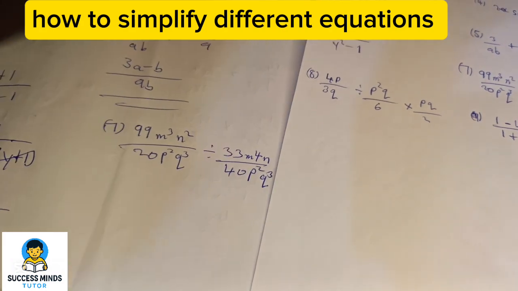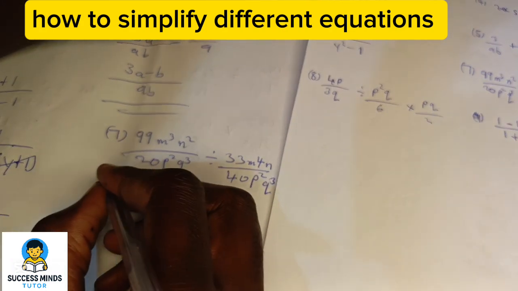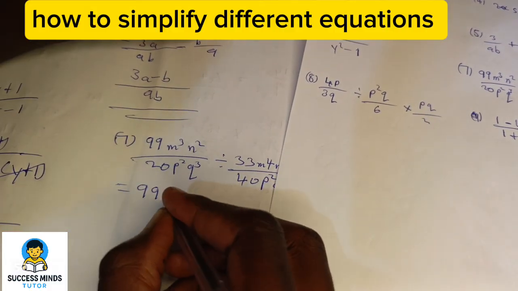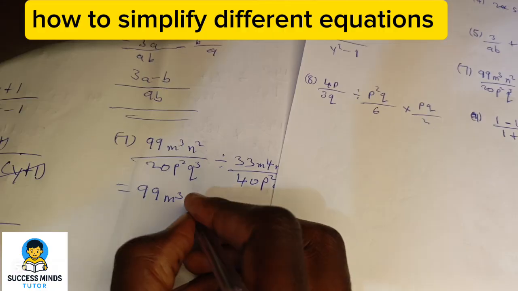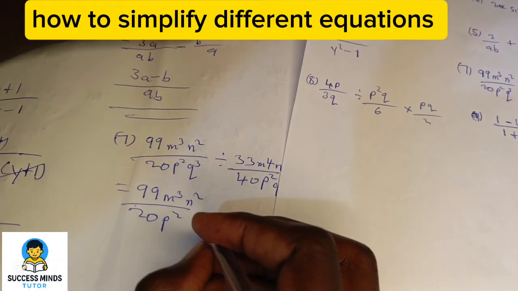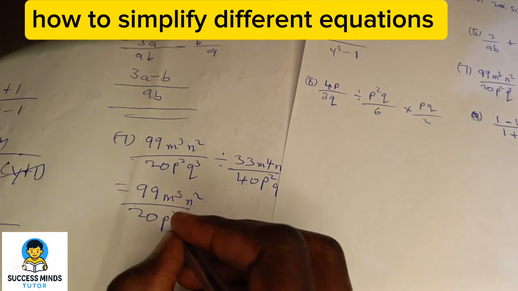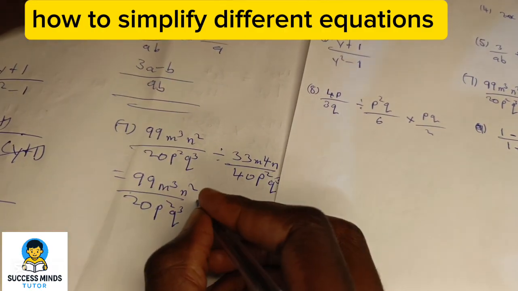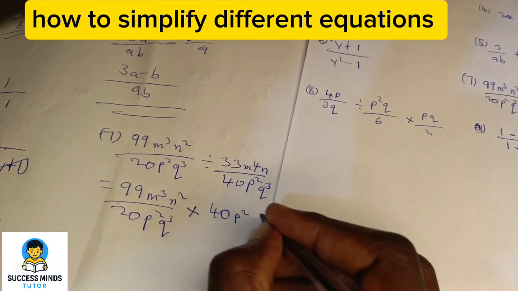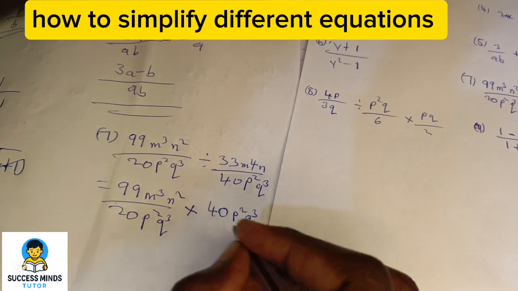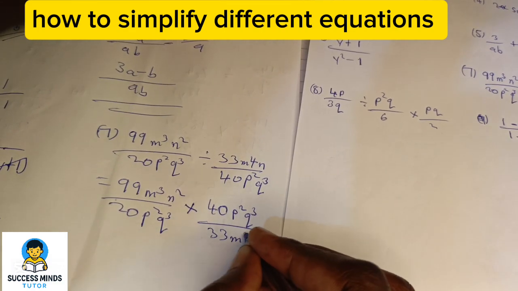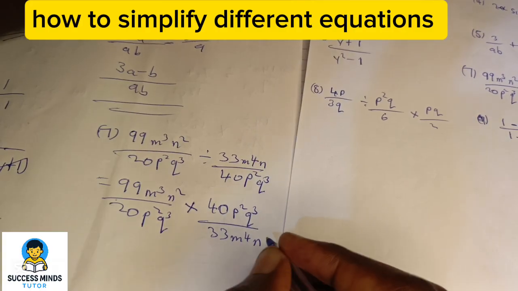So from here, guys, you know what I said in the first place. These will interchange, and we're going to introduce a multiplication sign. So we say 99 m to the power 3, n to the power 2, over 20 p to the power 2, q to the power 3. So these interchange, we introduce multiplication, and 40 will be here. So we have p squared and q to the power 3, then 33 m to the power 4, n to the power 1.